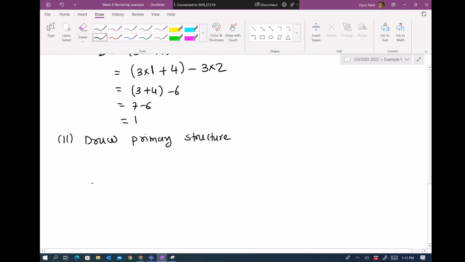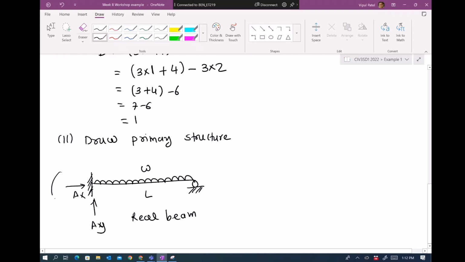Now, to draw the primary structure, you have the original, real beam with load W and length L. So this is the real beam. Now to draw the primary structure, we have reaction forces AY, AX, MA, and a reaction force here, RB, let's say.